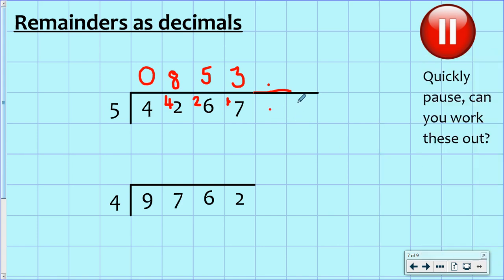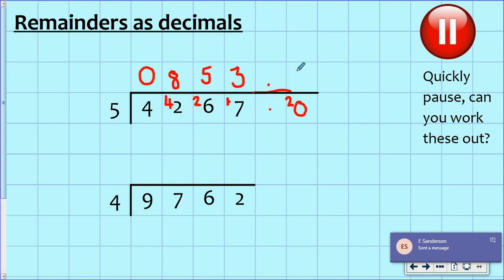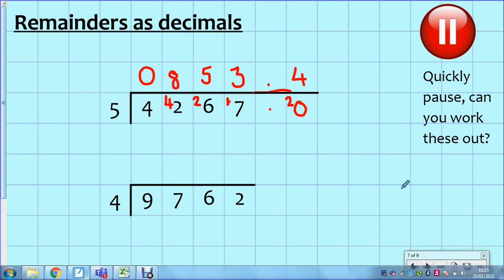Okay, put in my decimal points. So 17 divided by 5 was 3 with 2 left over, and put in my 0 and exchange that 2. 20 divided by 5 is 4. Okay, so my answer is 853.4.